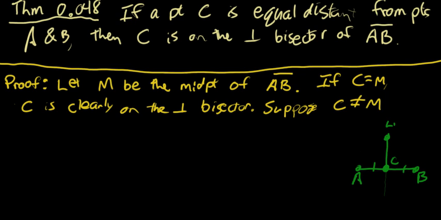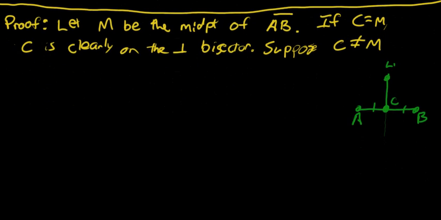Let's draw another picture for where this would be. Go down a little bit. Say we have B here, A over here. M is our midpoint. And we have C an equal distance from A and B. So we'll say this length equals that length. So we'll suppose C is not equal to M.